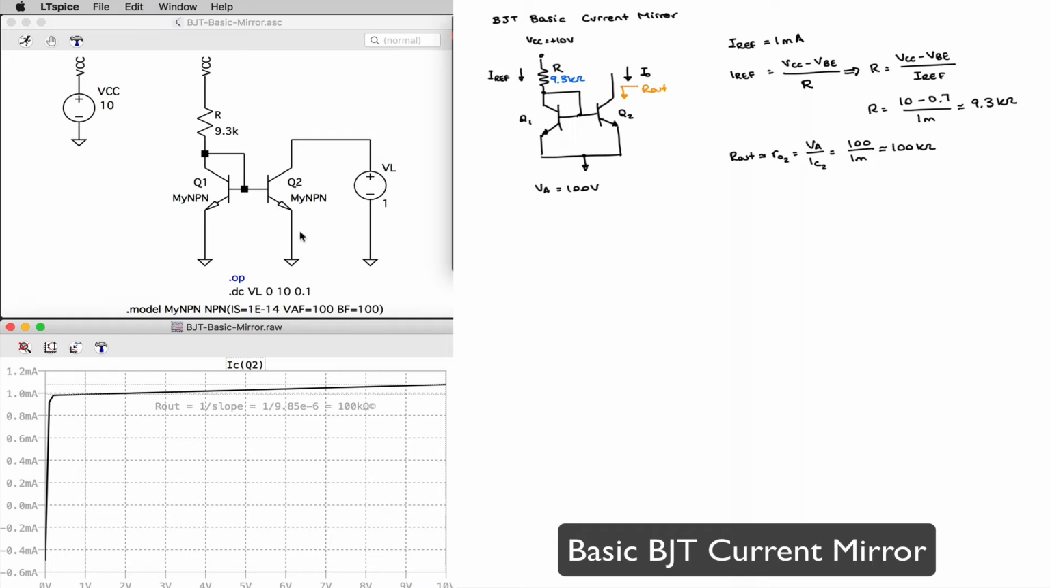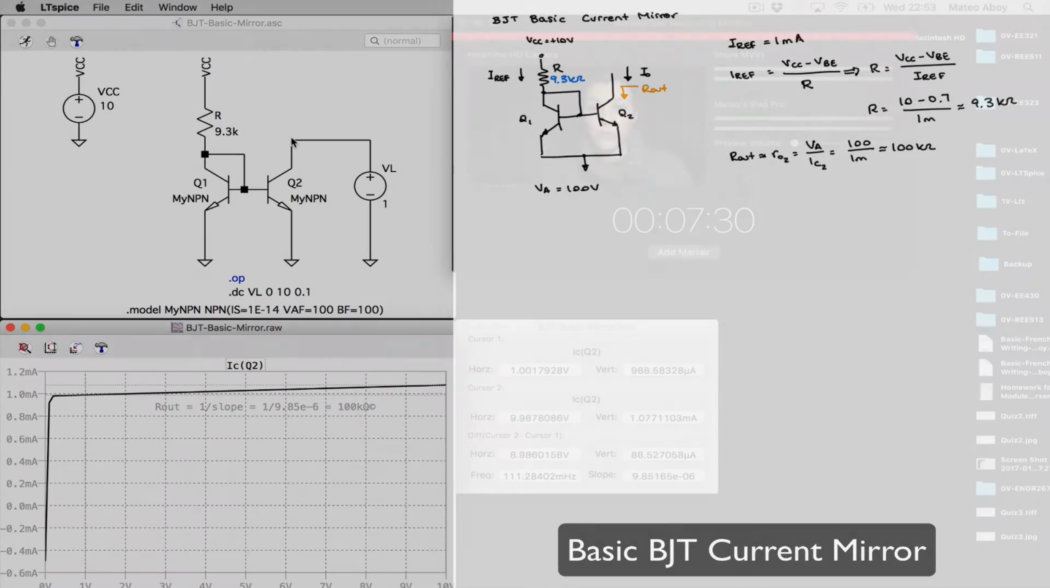Because that's essentially what we have, a single transistor in that output node. And therefore, the only thing that you need in terms of voltage is just sufficient voltage to keep Q2 out of saturation. That's it. We're going to look now at other current mirror configurations and compare it to the basic mirror.